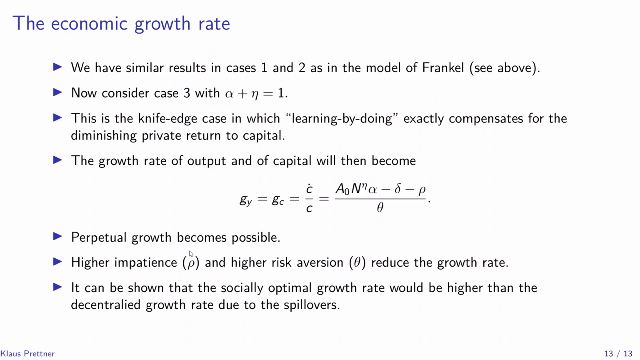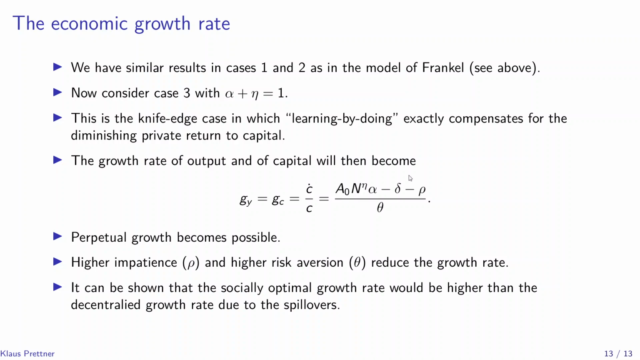Now, ceteris paribus, you see that a higher impatience of households, a higher rho, and a higher risk aversion, higher theta, would both reduce the economic growth rate in such a situation. And finally, one can show that the socially optimal growth rate in such a situation would be higher than the decentralized growth rate, and the reason is just the spillover effect, the externality. Individual firms do not internalize that their production increases productivity at the aggregate level and therefore benefits all other firms. And this externality would ensure that the decentralized growth rate would be lower than the socially optimal growth rate.